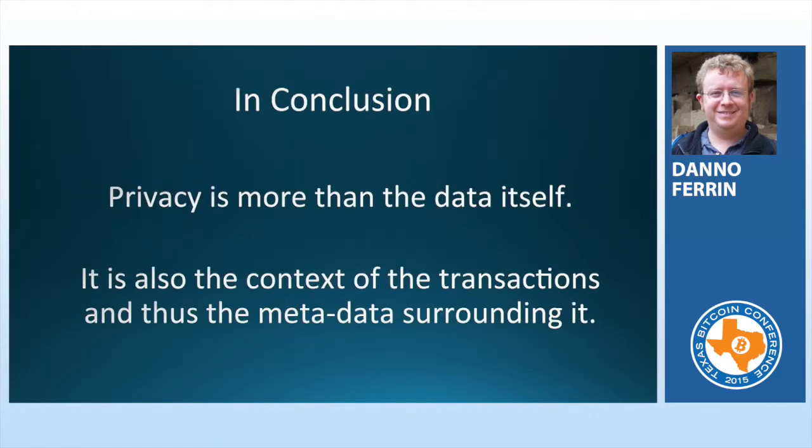So in conclusion, privacy is more than just simply the data that you have. It's more than just your ultimate balance. It's more than just the addresses that you might be holding your Bitcoins in. It's also about the context and the arrangement of the data around it and all the metadata. One of the things you need to be careful of is that other people's poor privacy practices might impact you because they might be engaging in practices that reveal their information.